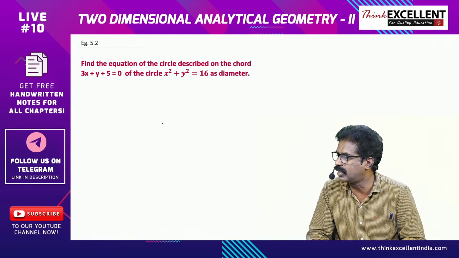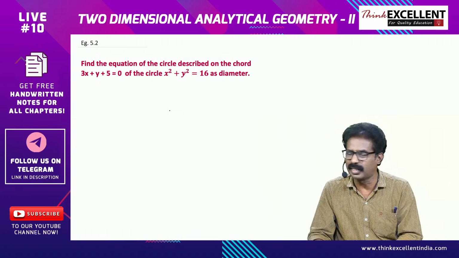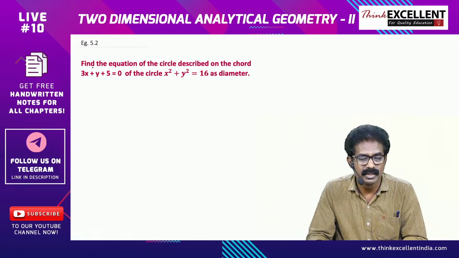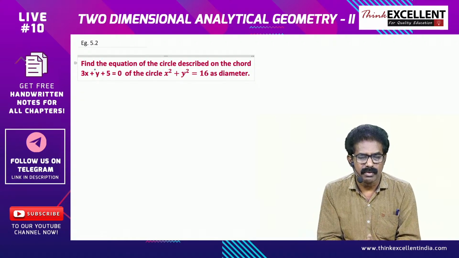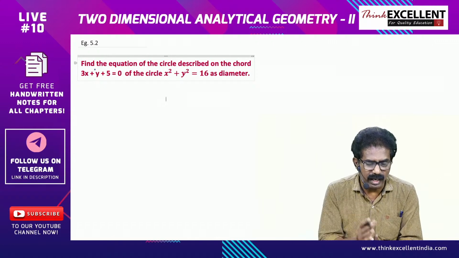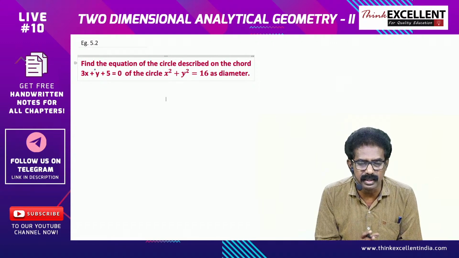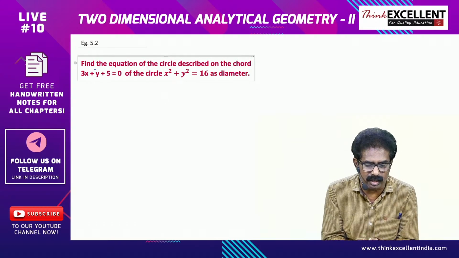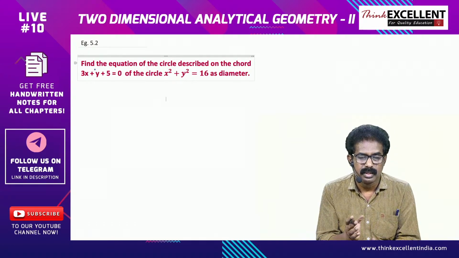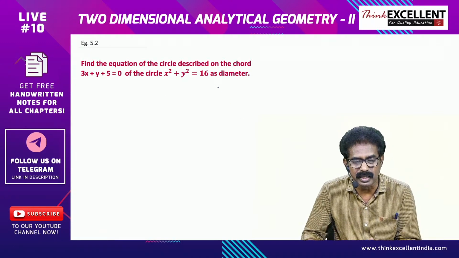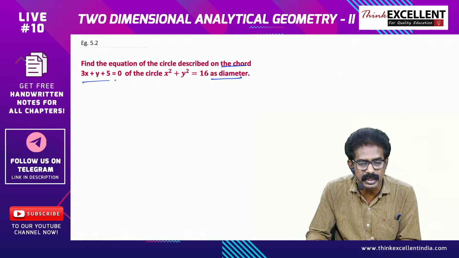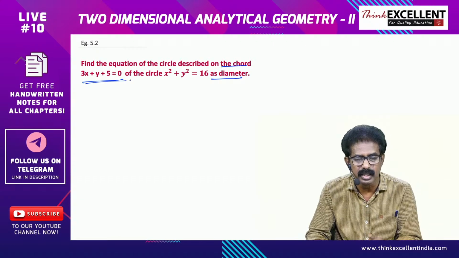So one circle is given. Listen, because many of you may have some doubt. We have to find the equation of the circle described on the chord. Since it says as diameter, this chord is the diameter. So the equation of the chord is this, and it is the diameter.